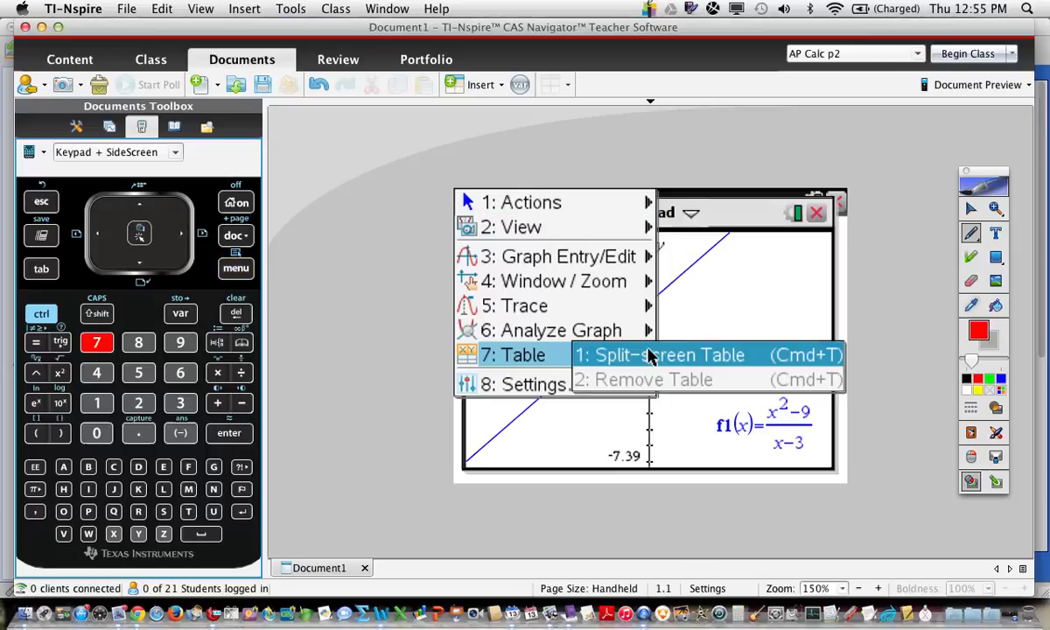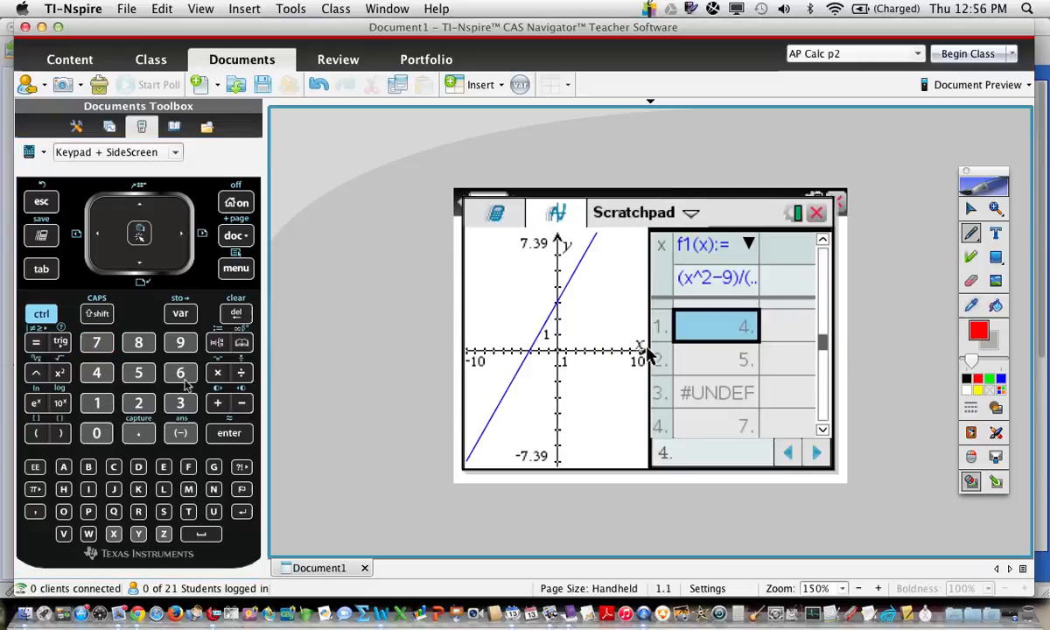Okay? And notice it says Command T there, or on your calculator, it'd be Control T. That's how we can get that table. So from now on, instead of going into the menu, so everybody should be getting this on their screen now. It said split screen table. From now on, I'm just going to hit Control T. Whenever I want the table to show up, I'll hit Control T.